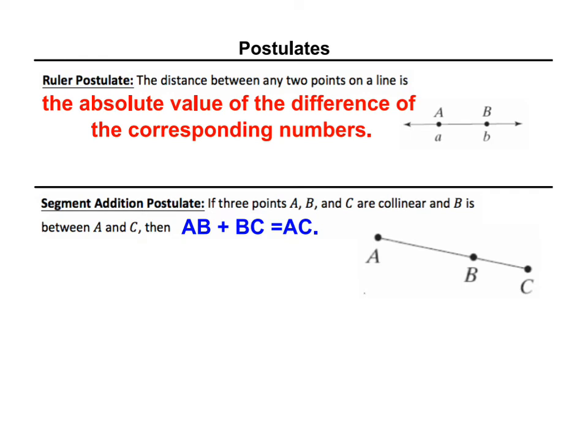Next, we have 2 postulates. The first postulate is the ruler postulate. And the ruler postulate tells us that the distance between any 2 points on a line is the absolute value of the difference of the corresponding numbers.